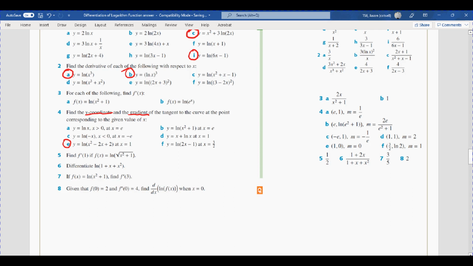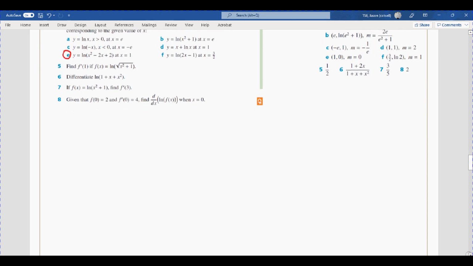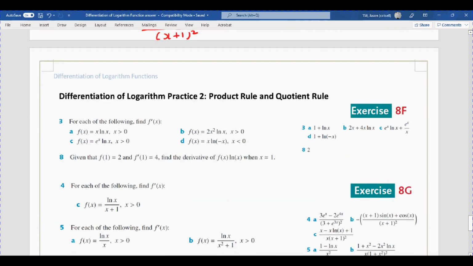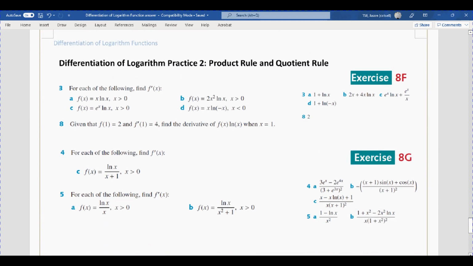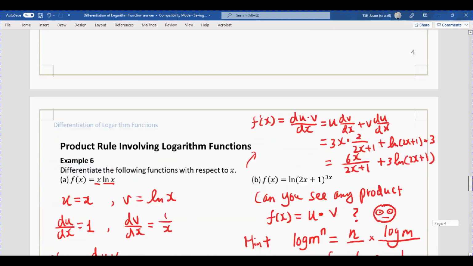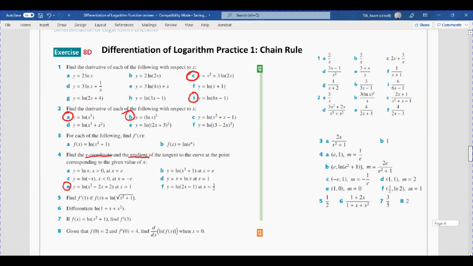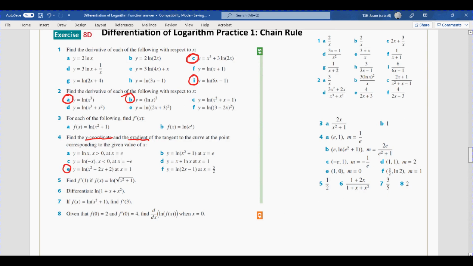I think that's good enough for this part. You can always do more if you want. And for the product rule and quotient rule, I would like you to try more of it. This one and, so there are 4 over here and there are 5 over here.